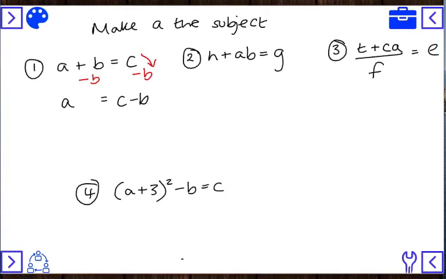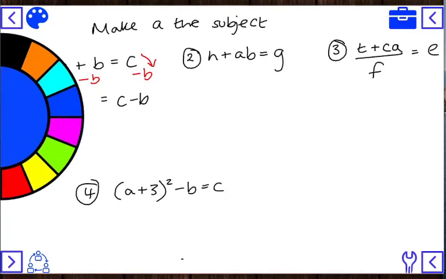So I've made A the subject because A is now by itself, and I've done it through sensible rearrangement. With the next one, I want to get the order right, and generally speaking, for most questions, you'll undo what is happening with A. So A has been multiplied by B, and then it's being added on to H, or if you want to think of it a slightly different way, it's A times B, then adding H, and you'll get G.